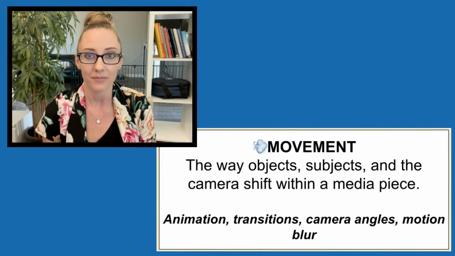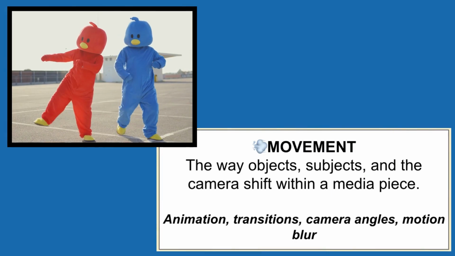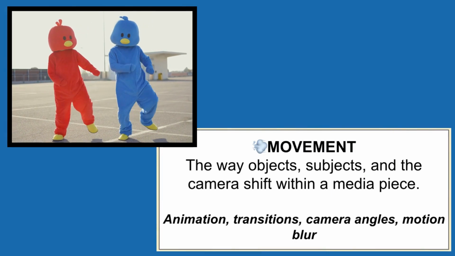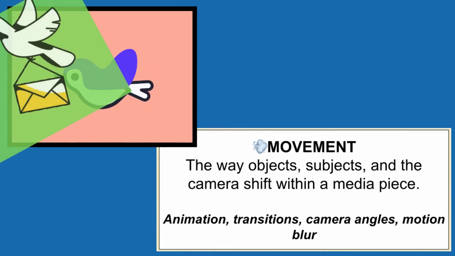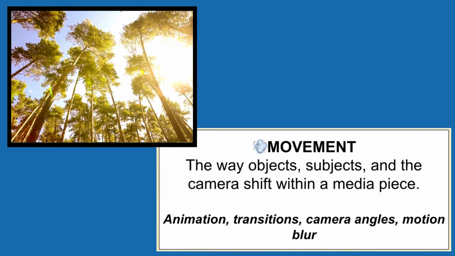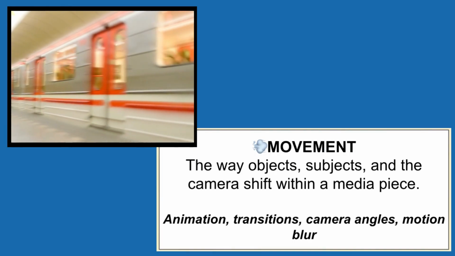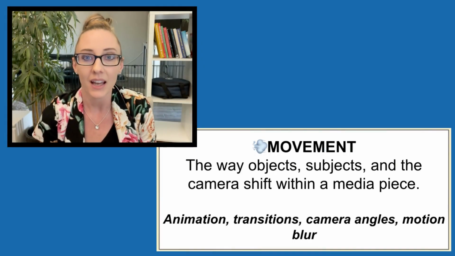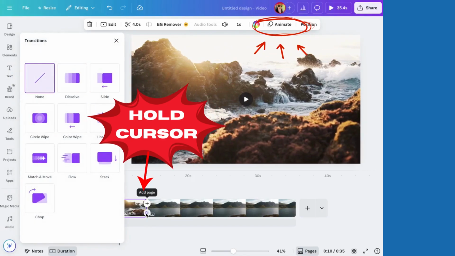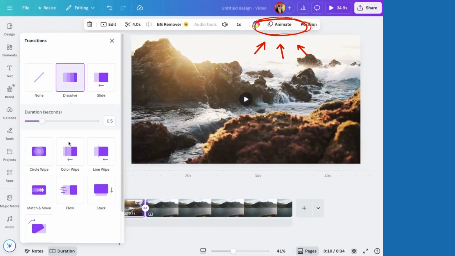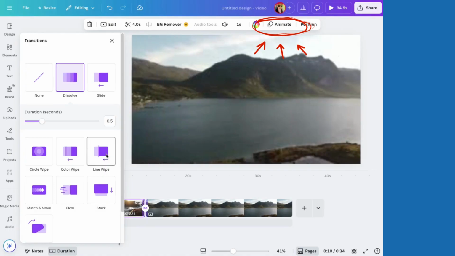Movement. Movement refers to the way objects, subjects, and the camera shift within a media piece. This includes animation, transitions, camera angles, and motion blur to guide attention and meaning. An example would be to use Canva's slide transitions and animation effects where students create movement between ideas.